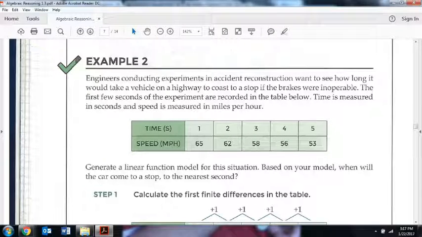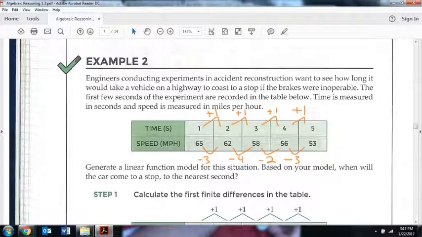So, first things first, we have to find our differences. We're adding 1: 2 to 3 is plus 1, 3 to 4 is plus 1, 4 to 5 is plus 1. 65 to 62, that's minus 3. 62 to 58, that's minus 4. 58 to 56, that's minus 2. And then 56 to 53, that's again minus 3.